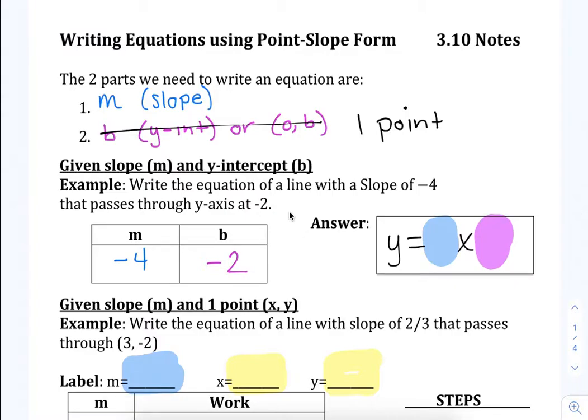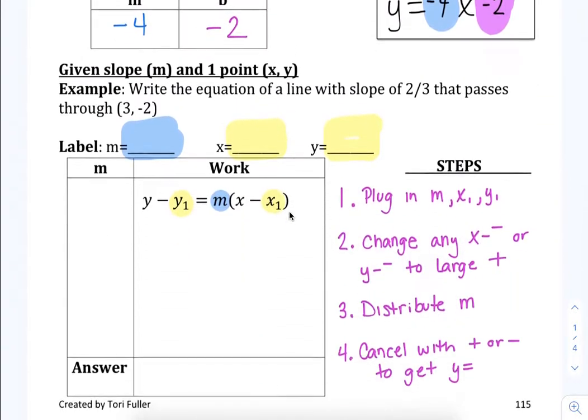First example says, write an equation of a line with a slope of -4, so that's my m, that passes through the y-axis, that's my y-intercept, at -2. We know already that that would be y equals -4x minus 2. We would just plug our m and b straight into our equation. Okay, every other problem that we're dealing with today is not going to have the y-intercept. You're going to be given the slope and then at least 1 point that it goes through. So let's look at how we would do that.